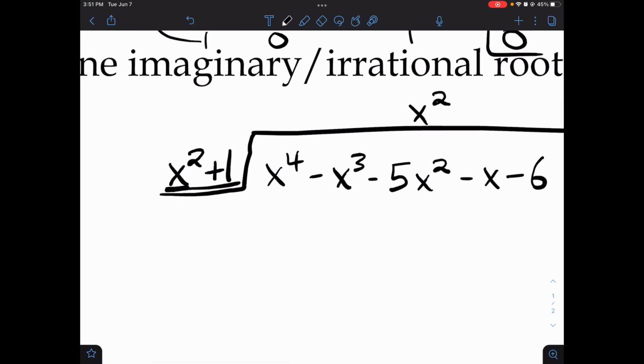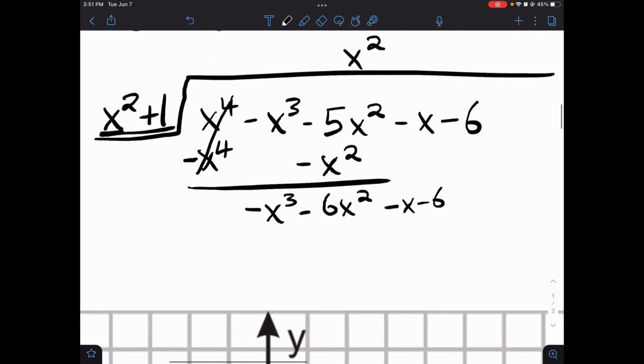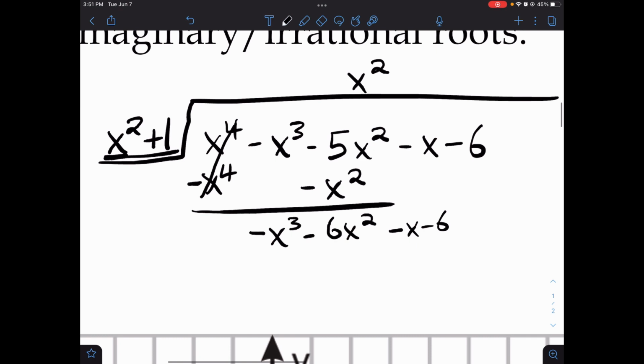So we get x to the fourth, but we always flip signs, so we get a negative x to the fourth. And then we multiply 1 by x squared, so we get a positive x squared, but we flip signs, so we get a negative x squared. Now we add, and this cancels out. We get a negative x to the third minus 6x squared minus x minus 6. Now, what multiplied by x squared will give us negative x to the third? Well, that will be negative x.